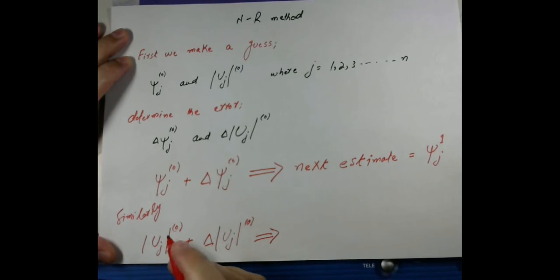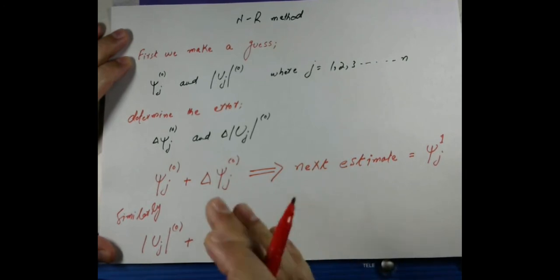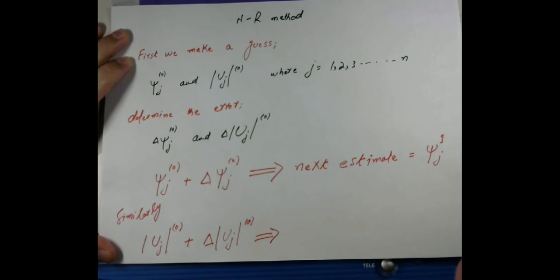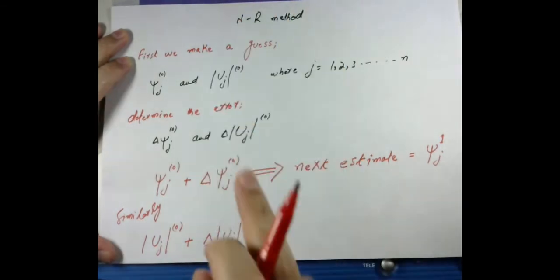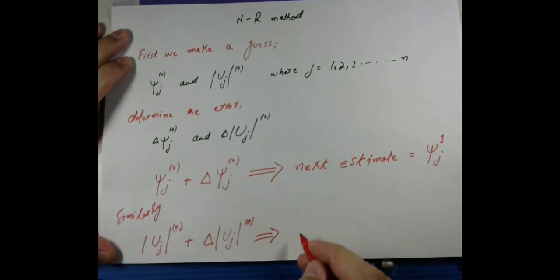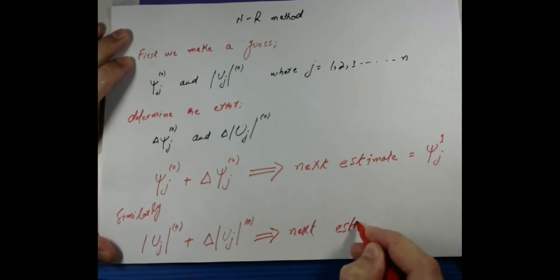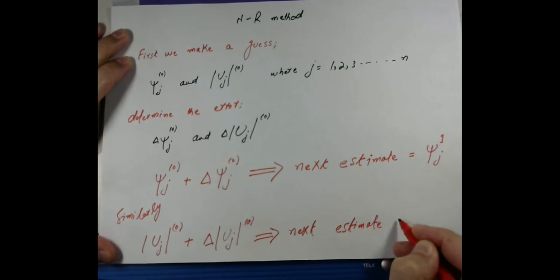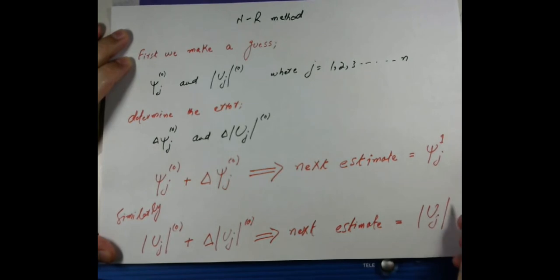So this is the first guess that we represent with a 0, and then once we determine the error, although as I mentioned a couple of times that we have to use the general form of the Newton-Raphson method, then we will know the error, and once we add that error to the first estimate, we get the next estimate. So this will be the next estimate, and that will be equal to the magnitude of the voltage at bus j.